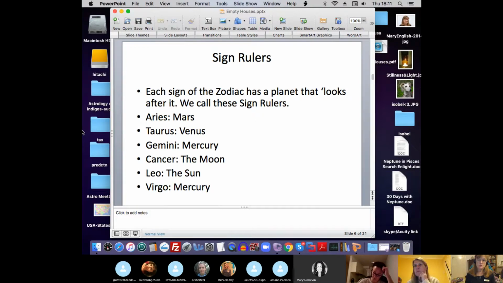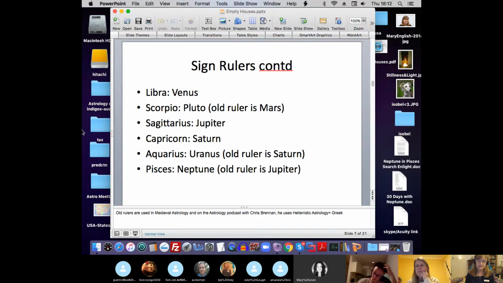Mercury looks after Virgo. Mercury's got a double job. Poor Mercury, he's got to look after Virgo and Gemini. Libra is Venus along with Taurus. So the two of them have got Venus as the ruler. Scorpio's ruled by Pluto. And in old astrology, it's Mars.